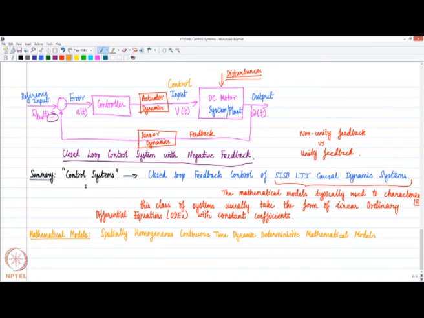So, in summary, what we are going to do in this course is closed loop feedback control of SISO LTI causal dynamic systems using spatially homogeneous continuous time dynamic deterministic mathematical models. That is what we are going to learn how to do in this course.